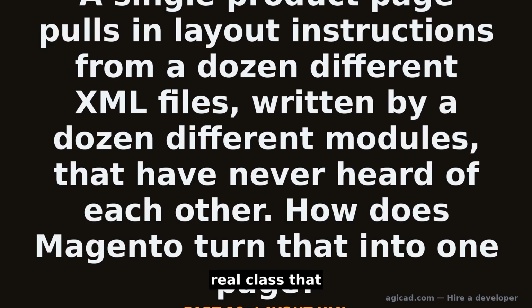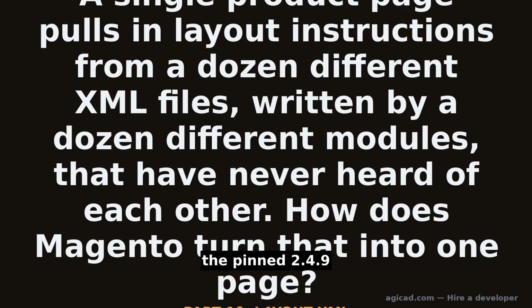Today we open the real class that merges all of that together, the real two-phase pipeline that turns merged XML into live PHP objects, and the real recursive method that walks the finished tree and calls toHtml on every block. Every file and every line comes from a real git checkout of the pinned 2.4.9 tag.